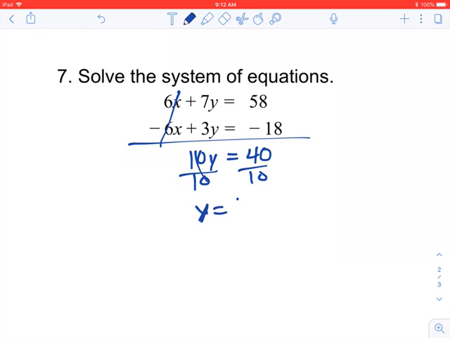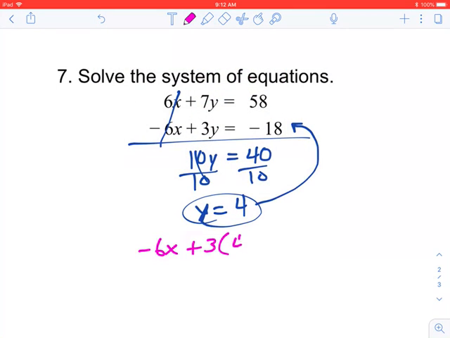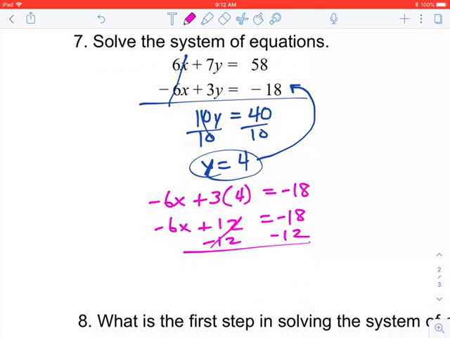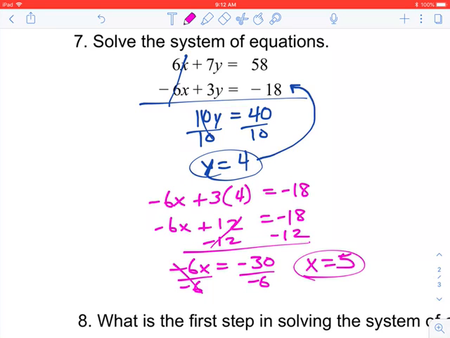Y equals 4. And now I just have to plug it back into one of these two. I'm just going to choose the bottom one. So I've got negative 6x plus 3 times 4 equals negative 18. So 3 times 4 is 12. And so I'm going to subtract 12 to get x by itself. And I get negative 6x equals negative 30. And so when I divide by negative 6, negative divided by negative is positive 5. And there's my final variable. So 5, 4 is the point. Final answer. Okay?